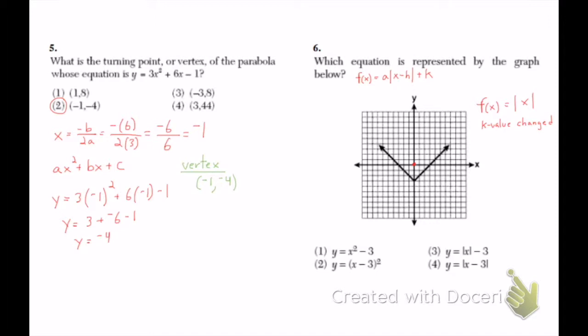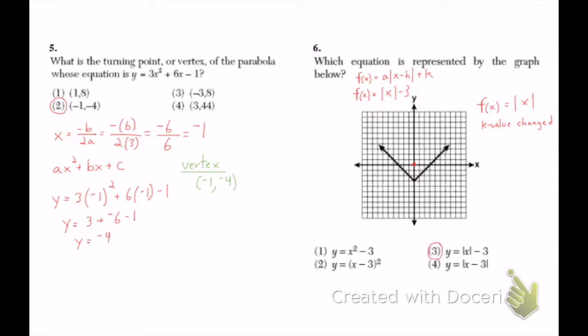So if we were to write this using standard form, we would have f of x is equal to the absolute value x. There is no a parameter and there is no h parameter. There's just a k parameter, -3. When we look at our choices, we can see that choice number 3 has to be the correct answer.